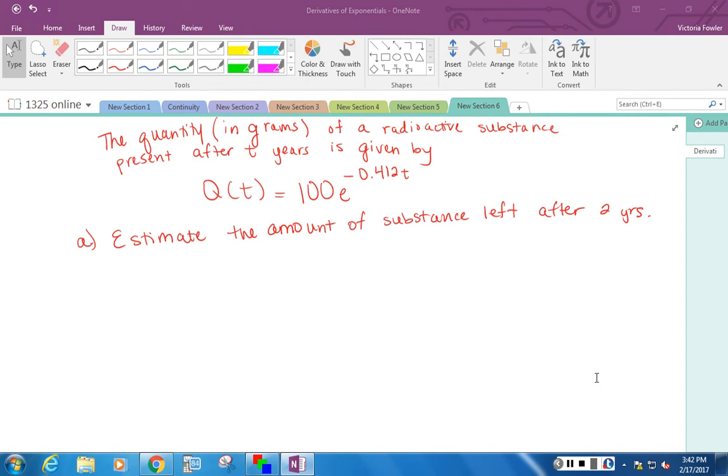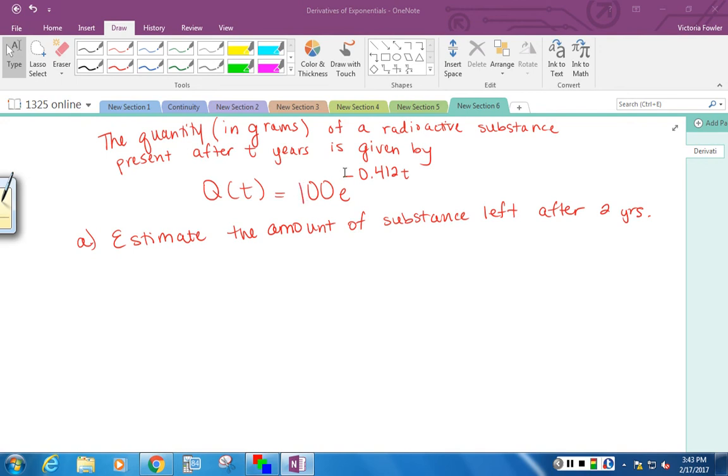So this says the quantity in grams of a radioactive substance present after t years is given by this function. It's a formula. You actually could come up with this if you needed to, but they gave it to us. And so it says the quantity is a function of time. How much will be left of this substance is a function of time. And I can look at this, and this actually tells me 100 grams is what we started off with.